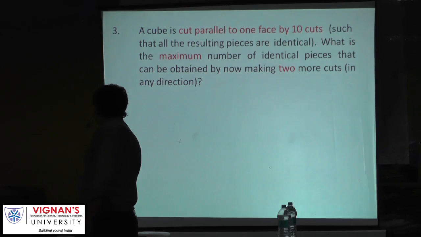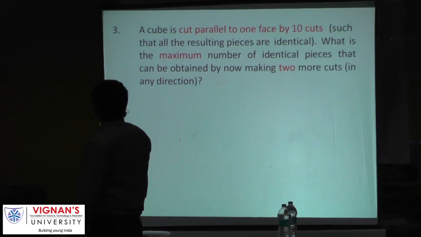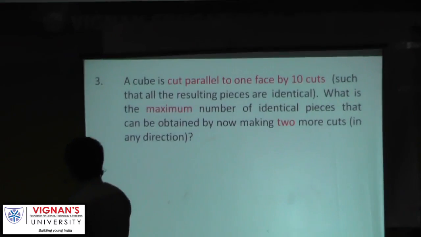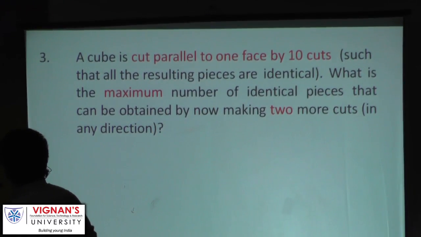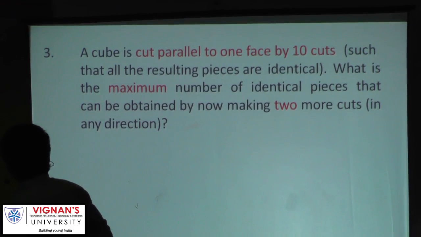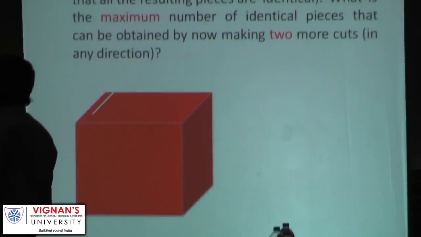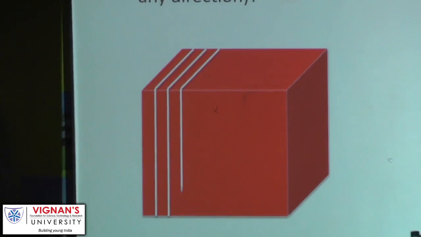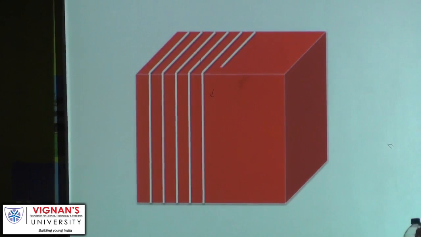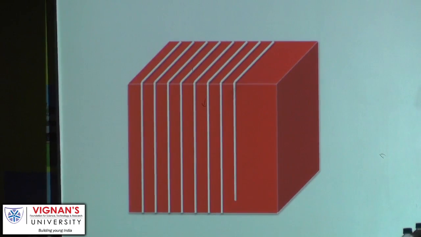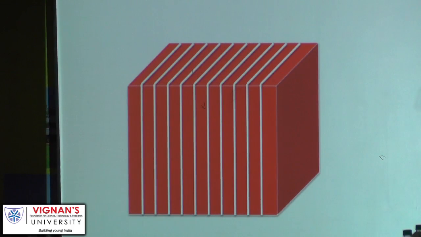Question number 3. A cube is cut parallel to one face by 10 cuts such that all the resulting pieces are identical. What is the maximum number of identical pieces that can be obtained by now making 2 more cuts in any direction? See this? A cube is cut 10 times on one of its faces like that. How many guys? 40? Very good.